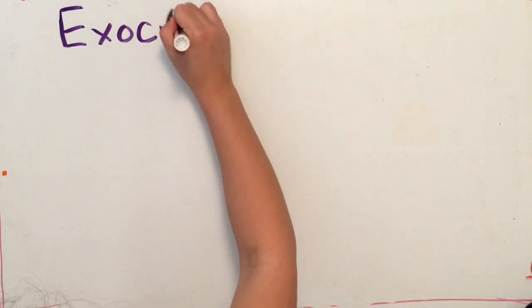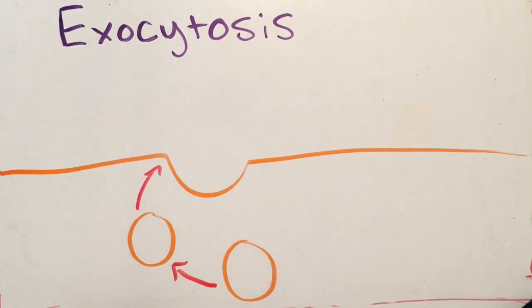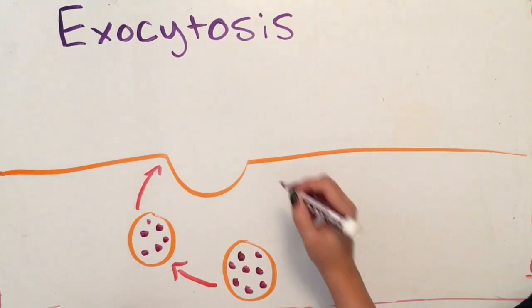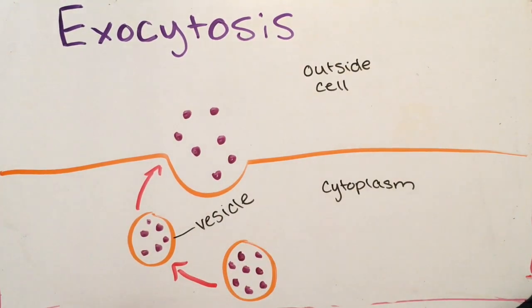Now, before we exit, let's learn about exocytosis. It is another transport method. However, exocytosis fuses a vacuole with the cell membrane and releases the contents outside of the cell.